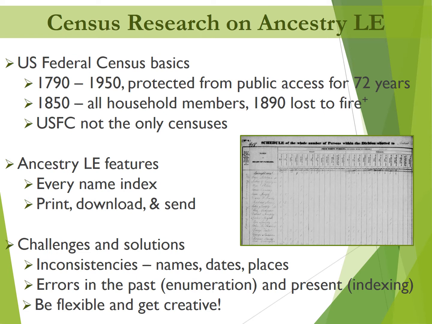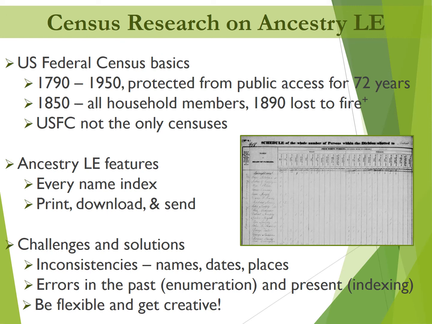As of April 1st, 2022, the United States Federal Census from 1790 through 1950 is available for public access, and remaining U.S. federal censuses will become available 72 years after that census was taken. 1850 was the first census to list all household members. 1890 was mostly lost to fire and water damage after the fire. Other censuses include state, territorial, special population censuses like the Indian censuses, slave schedules, non-population schedules, and more. Note that many, but not all, of these other censuses are available on Ancestry Library Edition.